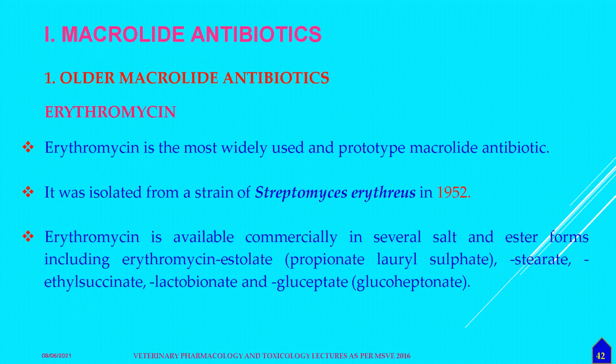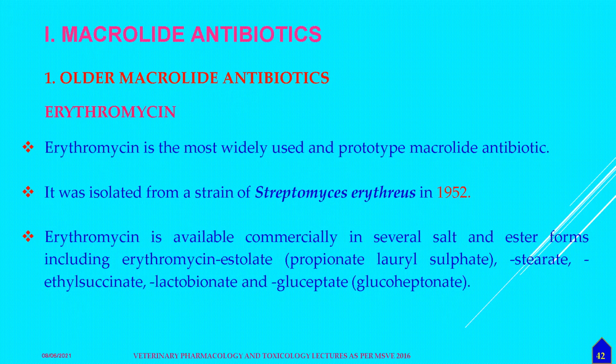So yesterday we discussed the macrolide antibiotics and the mechanism of action, especially the chemical properties, and also the structure activity relationships, and to some extent the parameters. Of course, the detailed mechanism of action was learned yesterday in the introductory class. So today we will come to the classification of the macrolide antibiotics with the different examples.